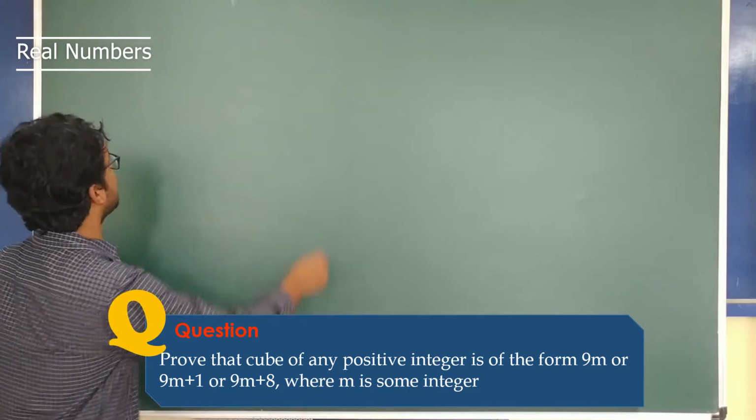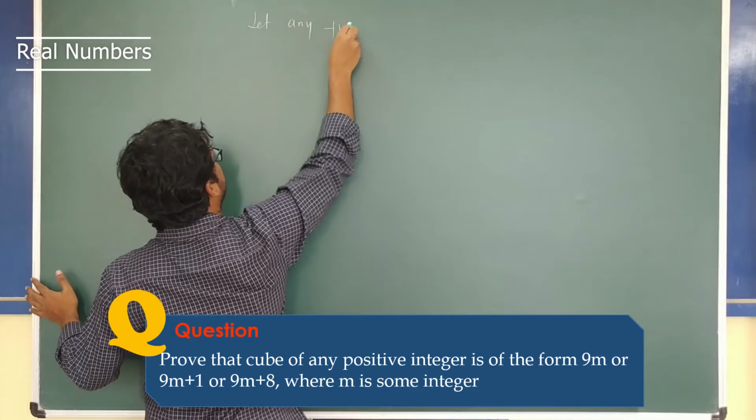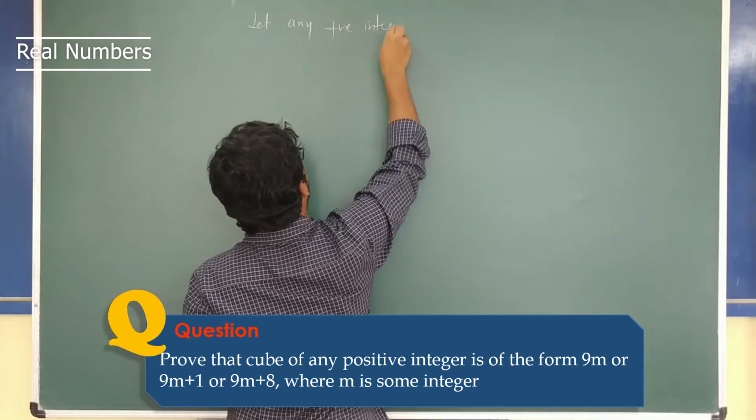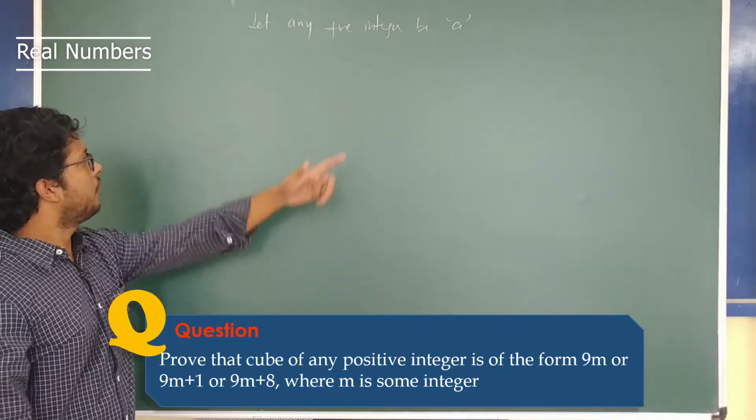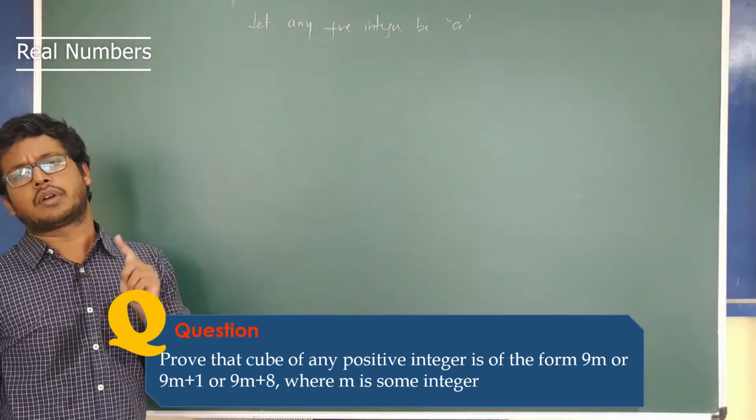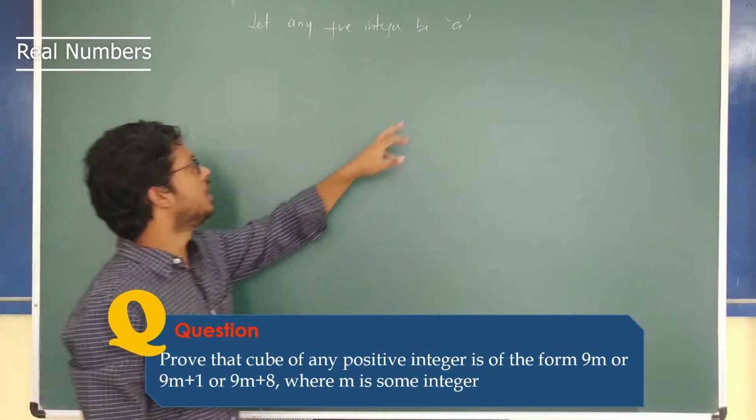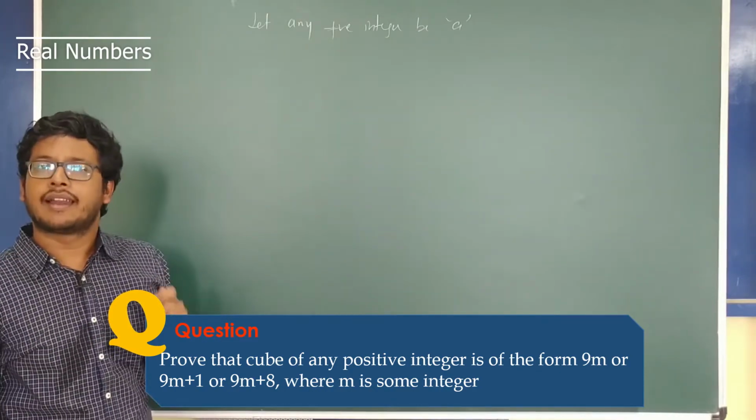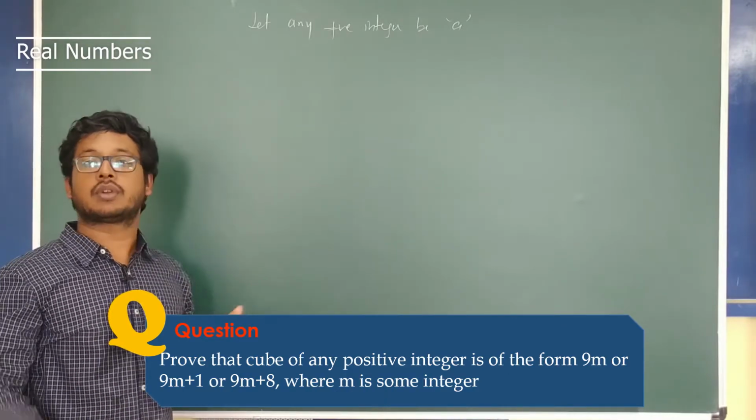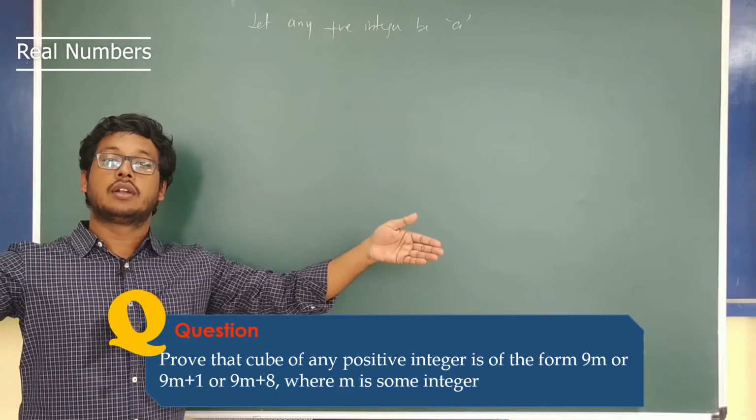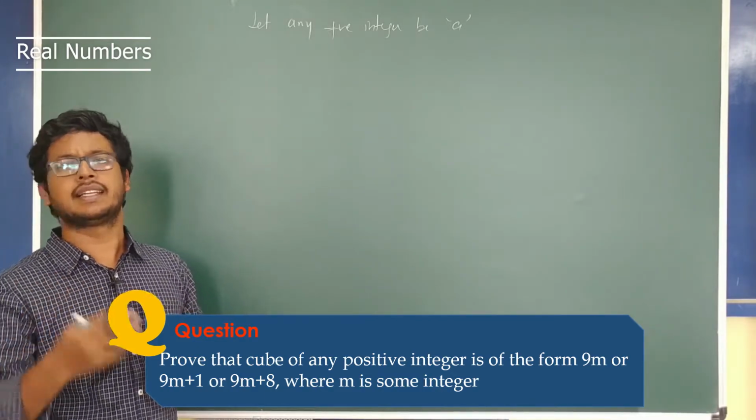So if we are taking any positive integer, let any positive integer be a. Since we are taking cube of a and we want to prove it in the form 9m or 9m plus 1 or 9m plus 8, we don't have to divide a by 9. Okay, so that will lead to 9m plus 0, 9m plus 1, 9m plus 8. There will be like 9 cases to solve, okay, which will be tedious to solve.